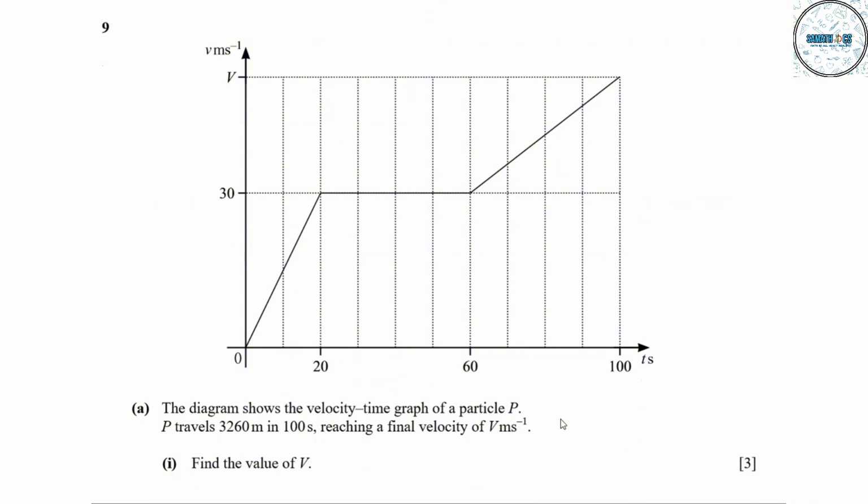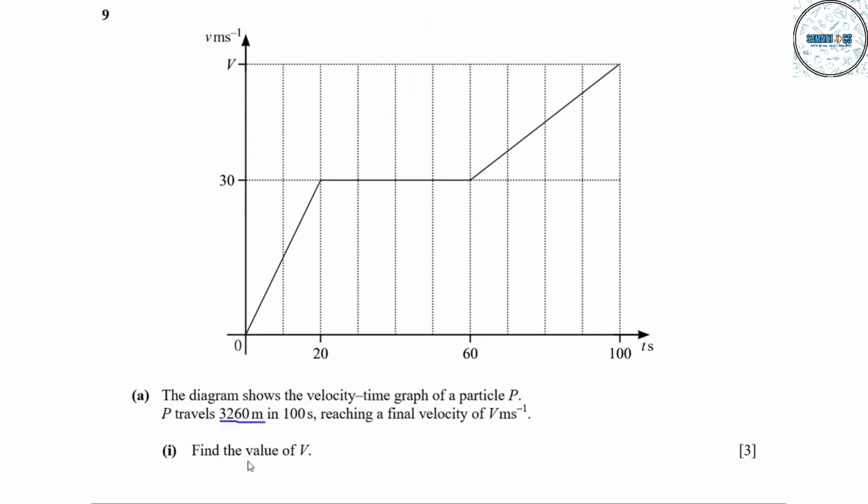Question number 9, part A. The diagram shows the velocity time graph of a particle P. P travels 3260 meters in 100 seconds, reaching a final velocity of v meters per second. So here it is v meters per second, here it is 30 meters per second, and the total time is 100. The total distance traveled is 3260 meters.